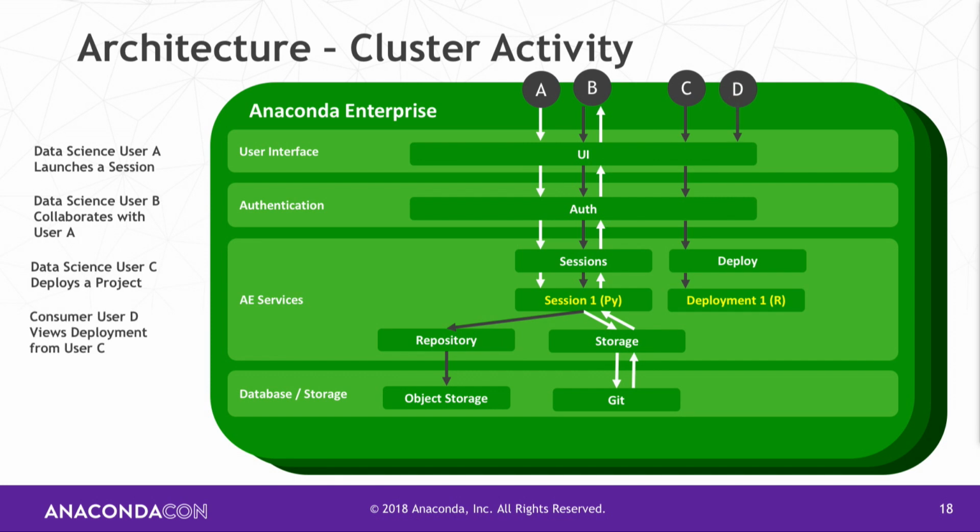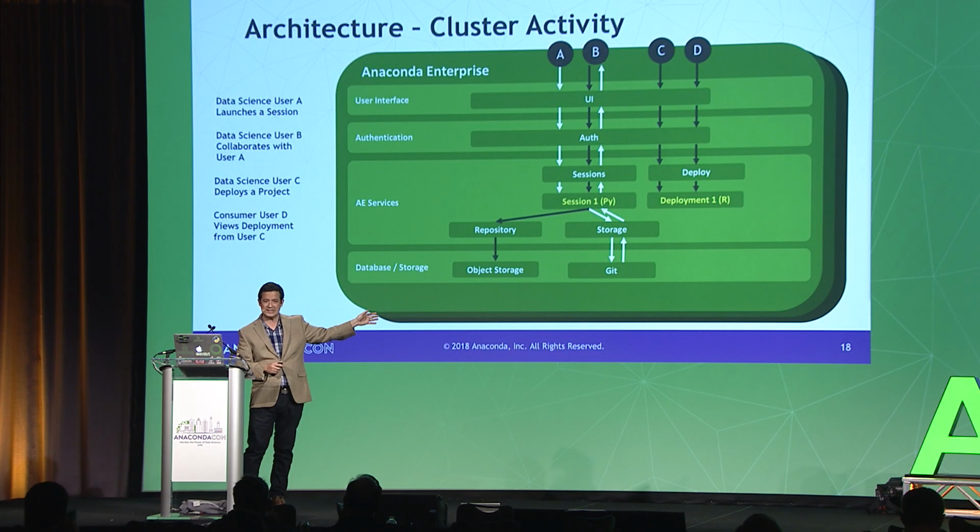And then consumer viewer D only really has permission to view a deployment, specifically deployment number 1. So they're going to go in the UI, ask the deploy service to view a deployment. And what this means is consumer D doesn't have Anaconda on their machine. They don't even know what Python and R is at this point. They're just being shared a deployment.